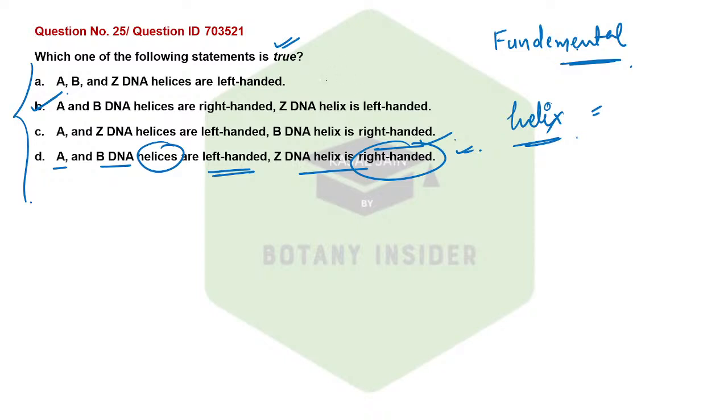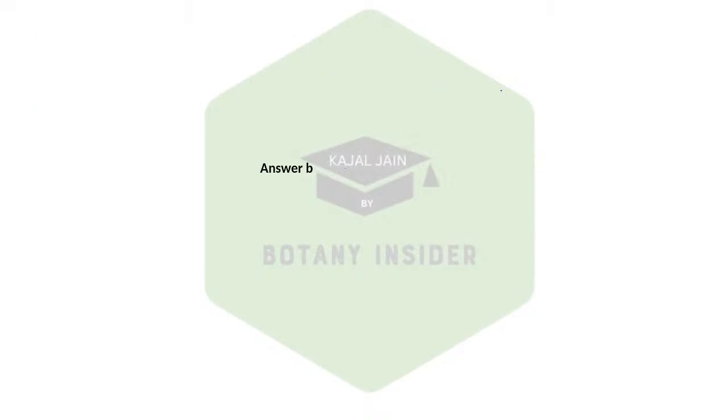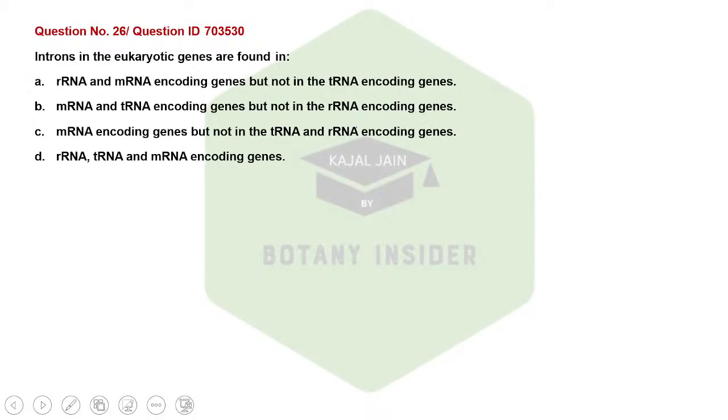So the most important characteristic feature of the Z helix is that it is a left-handed DNA, right? And except for this, A and B are right-handed. Very good. B is the correct answer for this question. Simple question. Let's do one more.